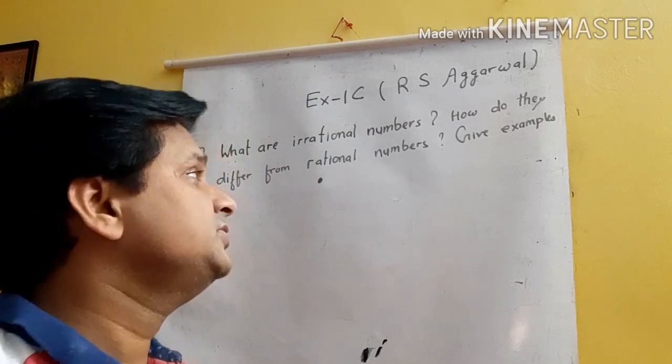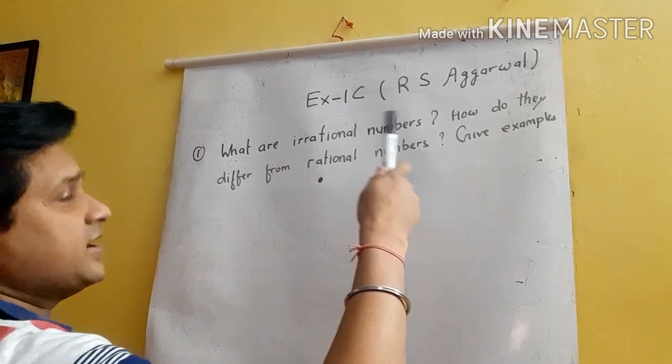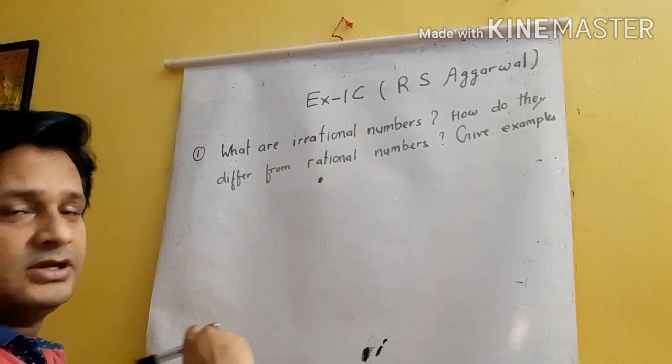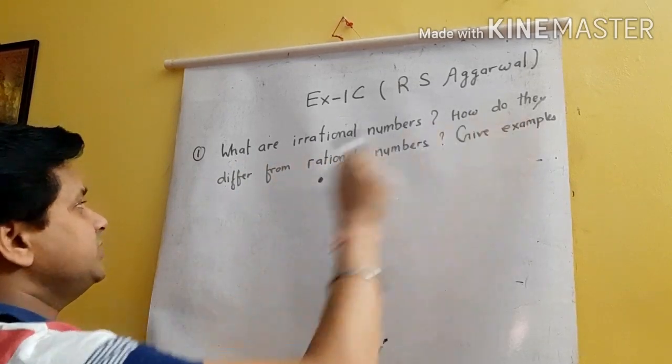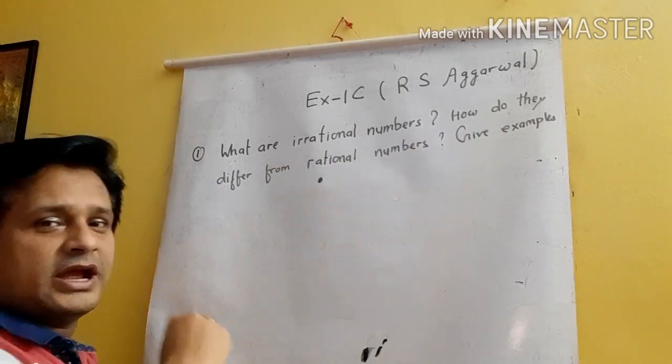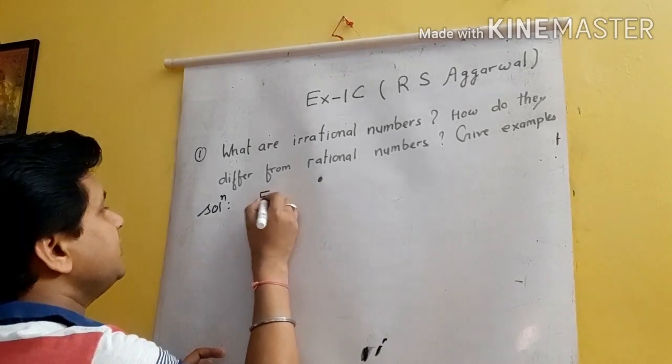In this video, we will solve questions of R.S. Agrawal, exercise 1C. The first question is, what are irrational numbers? How do they differ from rational numbers? And give an example.